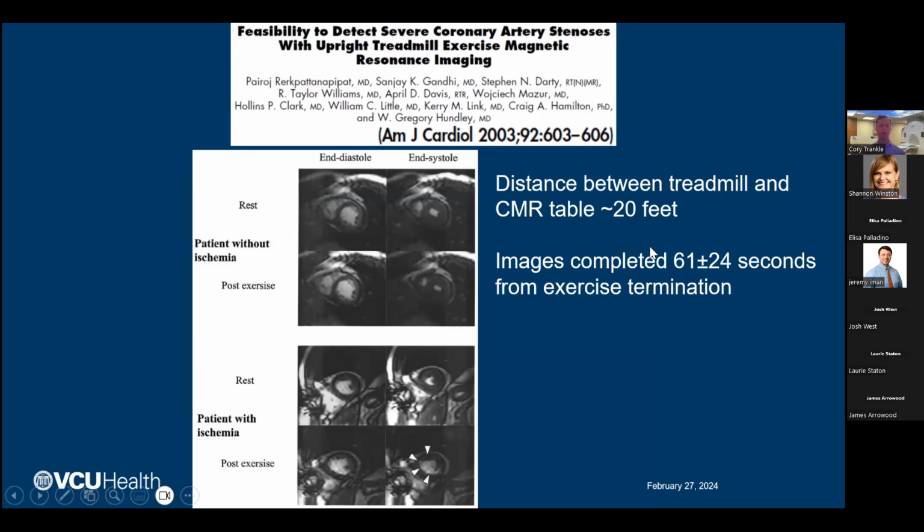So you have to choose your patients somewhat carefully, make sure that there's not going to be any issues with that transfer. But using this approach, they were able to complete their cinematic images for wall motion assessment a mean of 61 seconds from exercise termination. This is their earlier experience, and you can see there's an example of a patient up top where during rest and exercise, there's normal augmentation of LV wall motion. And then in a patient with ischemia, here they are at rest and here they are at exercise, with the septal and anterior walls failing to augment. And so they're able to very precisely identify a wall motion abnormality.